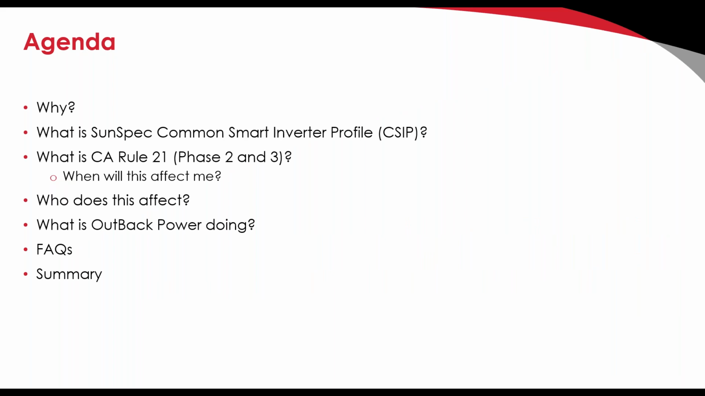Okay, so our agenda for today. Why are we talking about this? What is the SunSpec Common Smart Inverter Profile, or CSIP? What is California Rule 21, specifically phases 2 and 3? And when will this affect me, both in the state of California and outside of the state? So who does this affect? What Outback Power is doing? And then we'll spend a little bit of time talking about FAQs and wrap up with a summary.